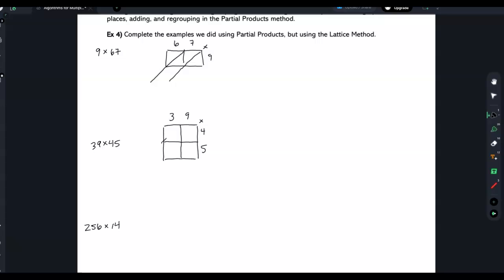So I'm going to draw diagonals that go from the top right to the bottom left, and then a little beyond at the bottom, right? So that's what that's going to look like with my diagonals, and you'll see how that comes into play shortly.